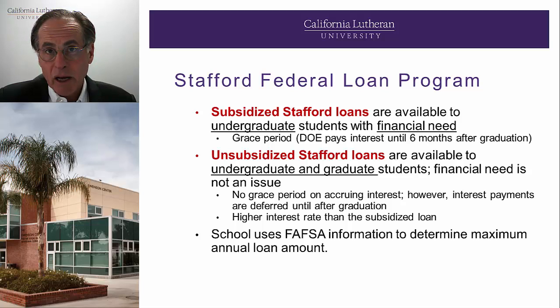The unsubsidized Stafford loan is available to undergraduate and graduate students. There is no grace period for interest payments. However, loan payments are deferred until after graduation. If no payments are made, then interest accrues during that period. Note that the interest rates for the unsubsidized Stafford loans are typically higher than for the subsidized loans. The school uses the FAFSA application to determine the maximum annual loan amount on both types of Stafford loans.